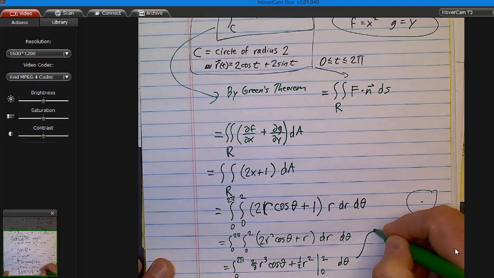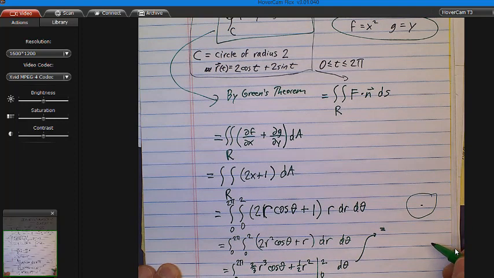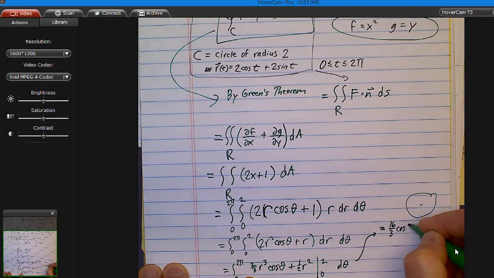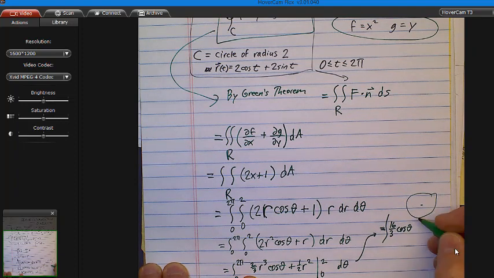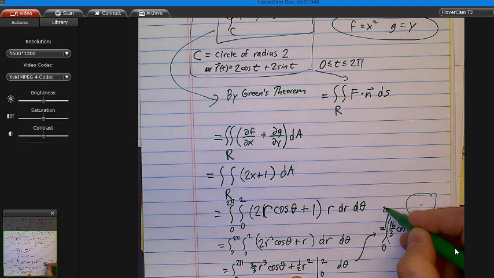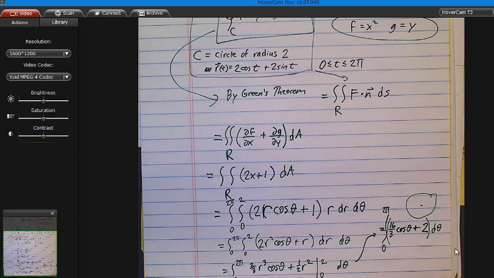And so moving up here, this equals, well, if I plug a 2 in, do I get 16/3 cosine theta plus 2? Does that look right to you guys? You are checking my math, I hope? Am I going too quickly? Am I going too slowly? You're going just right. Okay, so here we go.